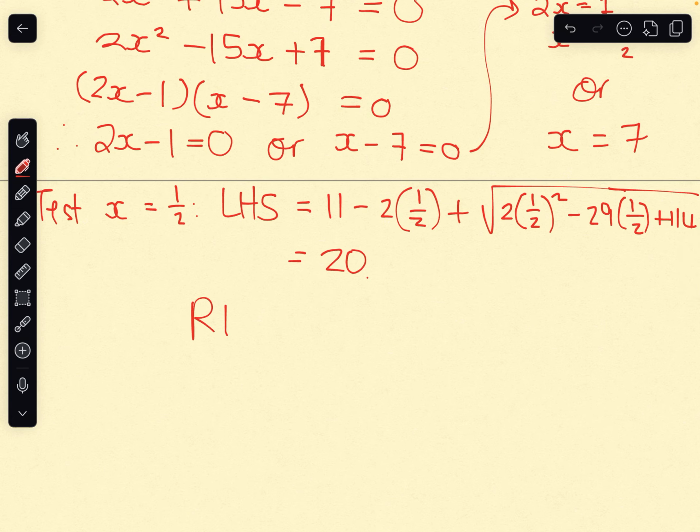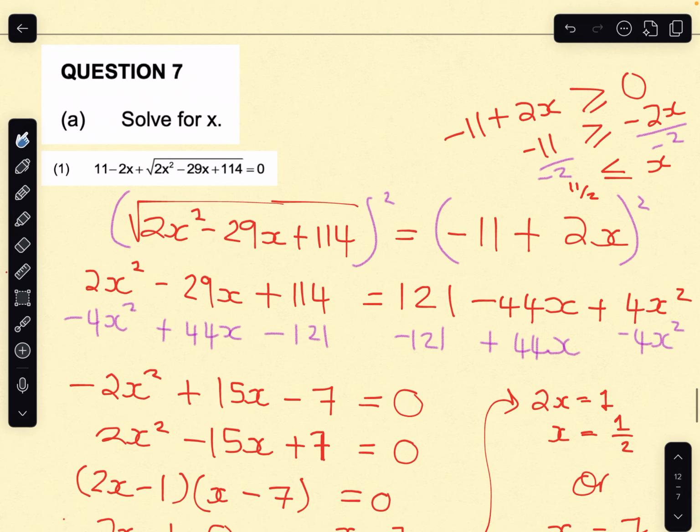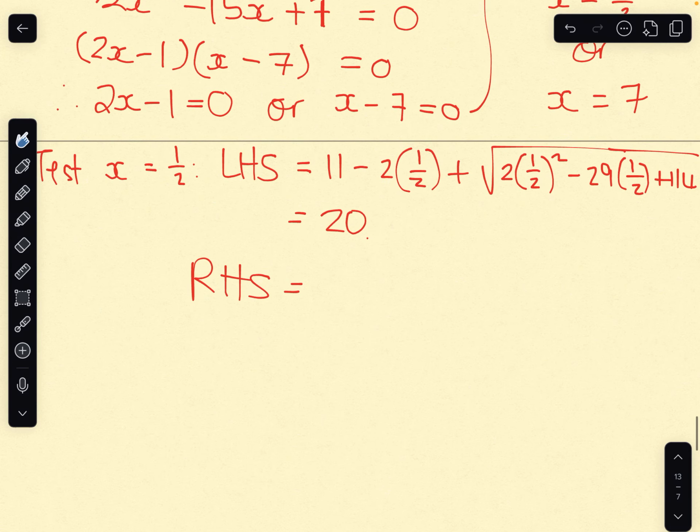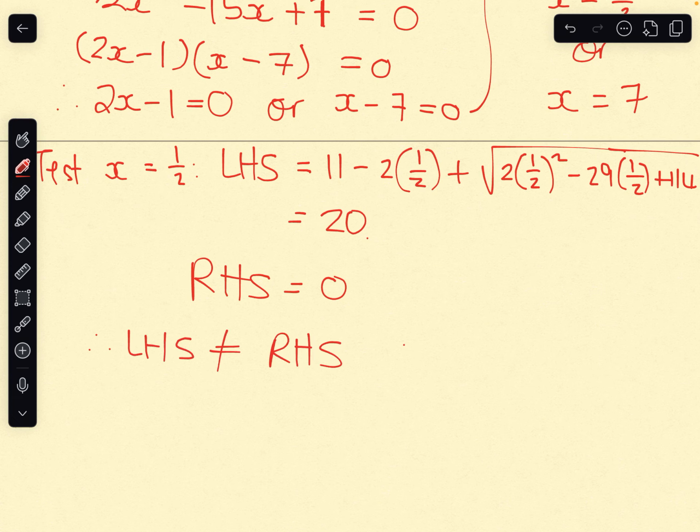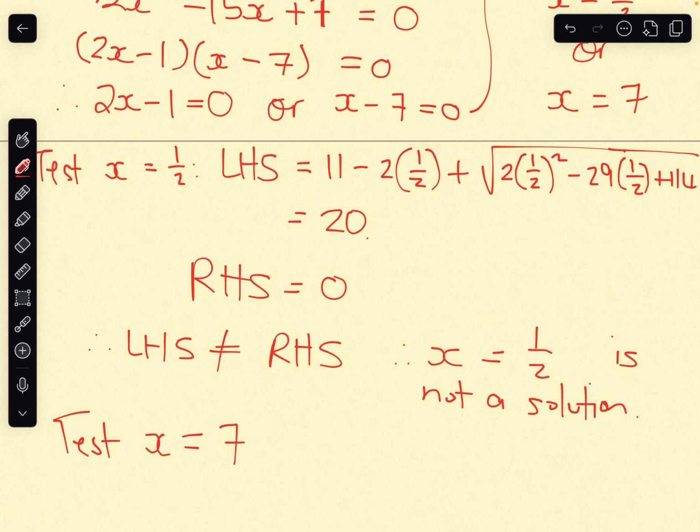And then on the right hand side, it's meant to be equal to 0. So the left hand side is not equal to the right hand side, which means that x isn't actually equal to a half. So actually x equal to half is not a solution to this equation, right? And then let's test the other one that we got. x is equal to 7.